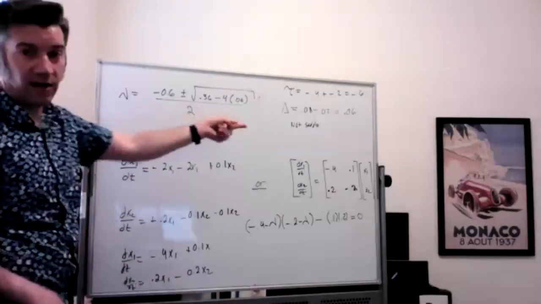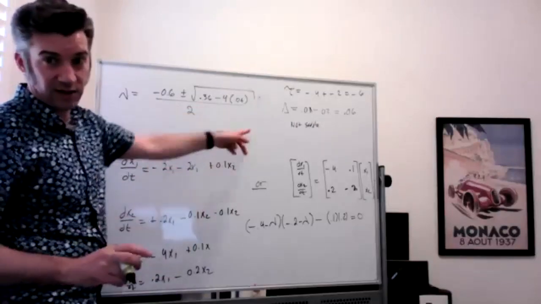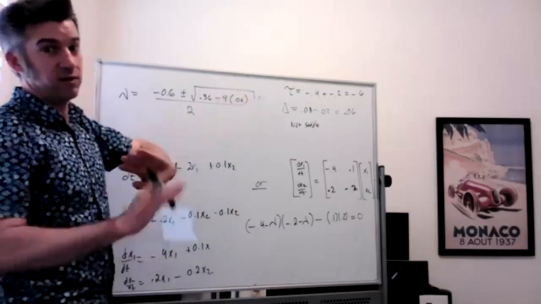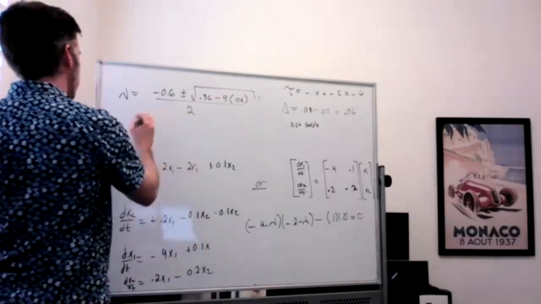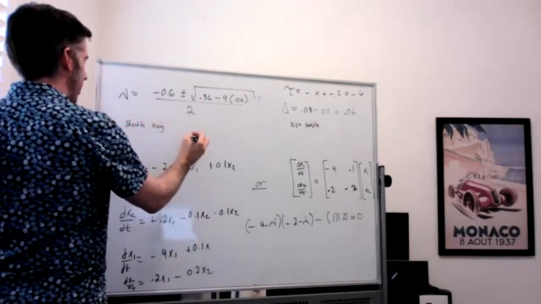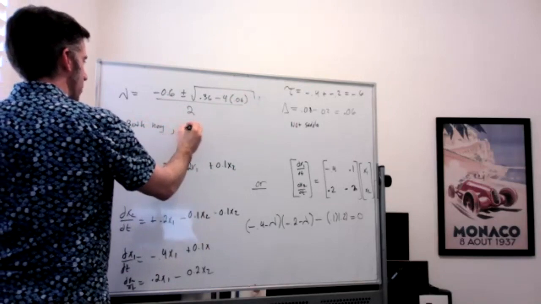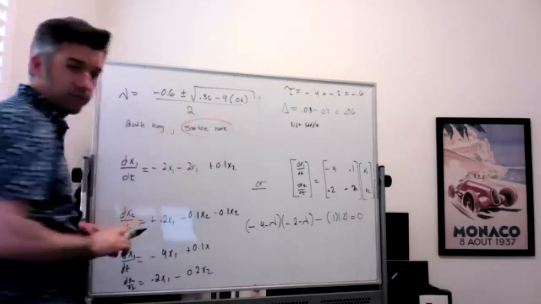And they can't be a saddle, so they both have to be negative. That's why I think it's good to look at the determinant. The determinant's negative, you have a saddle. The determinant's positive, it's not a saddle. So we know that they're both negative. So we have a stable node. Cool.